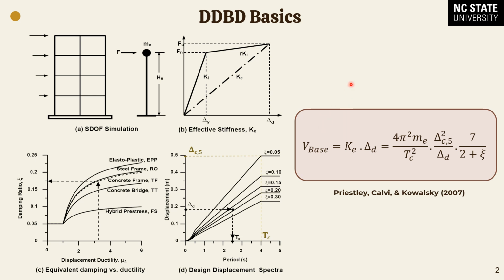So the expression allows you to determine the required strength for a system given the hazard, which is characterized by the response spectra with a corner point period and corner point displacement, so that point right there where the pointer is, and equivalent viscous damping, which depends upon the type of structural system.